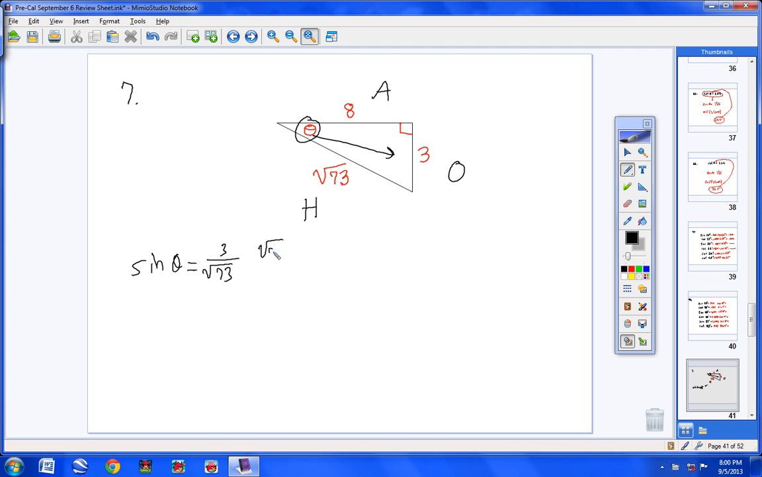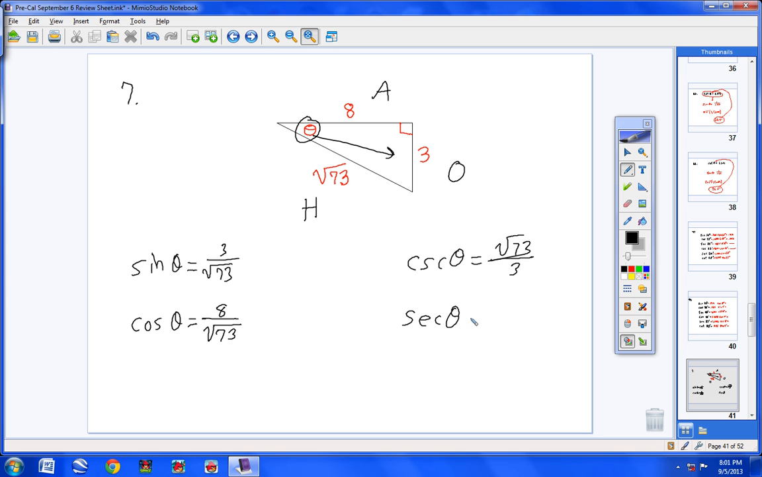Multiply the top and the bottom. Actually, let's do that a little later. I think that'd be helpful. I'm going to go ahead and do the inverses right now and just get it over with. So we have sine of theta is this. So the inverse of sine is cosecant of theta, and the cosecant of theta would be square root of 73 over 3. All right, sine, let's do cosine next. Cosine of theta, that's adjacent over hypotenuse, so that would be 8 over square root of 73. So the inverse of cosine is secant.